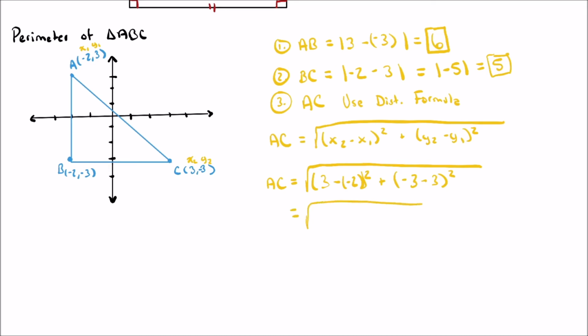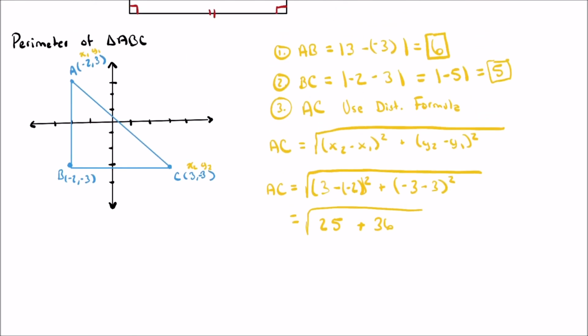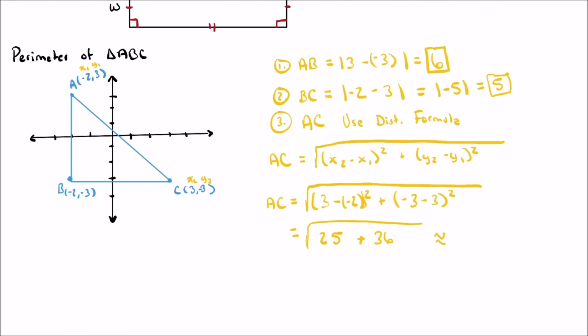And so this is going to simplify into 3 minus a negative 2 is a 5. 5 squared is 25, plus negative 3 minus 3 is going to be a negative 6. Negative 6 squared is a positive 36. And if you add those together and take the square root, that is approximately going to equal 7.81. So now we have all three side lengths. That's the pertinent information that we need.